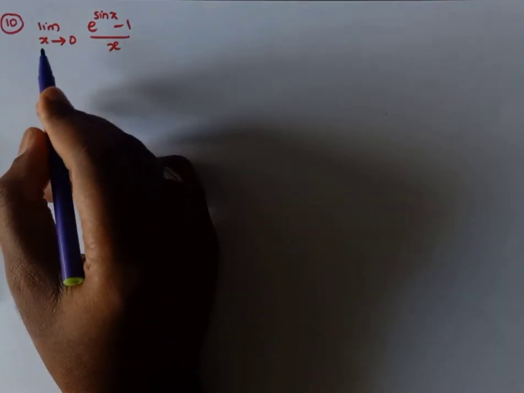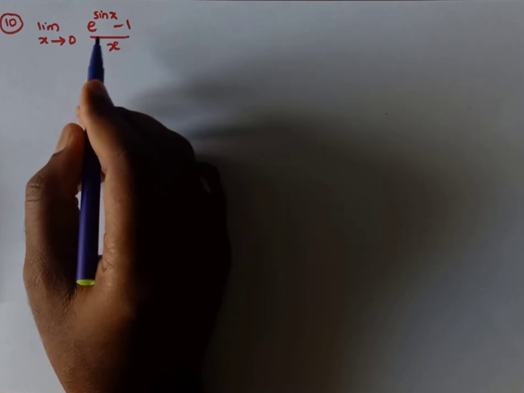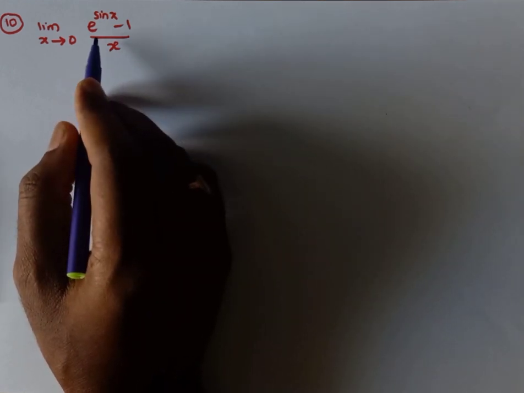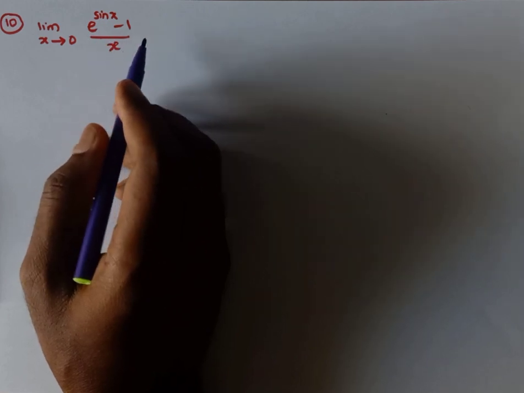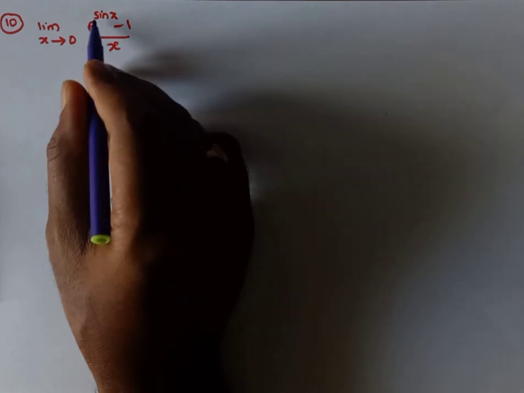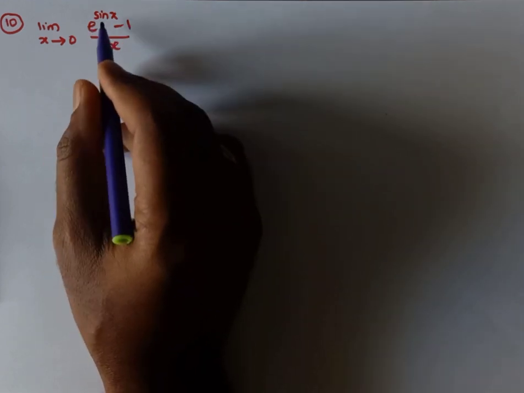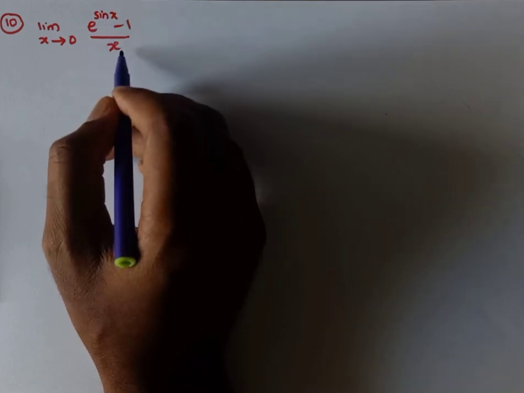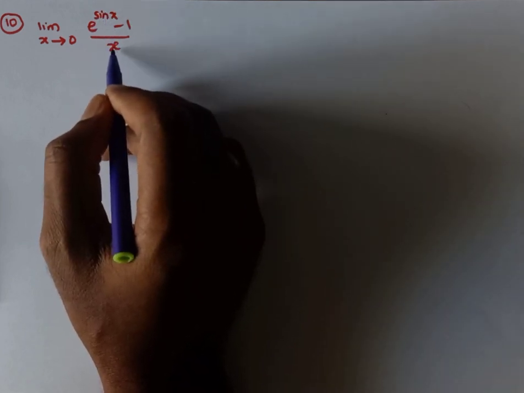Now the 10th one: limit x tends to 0, (e to the power of sin x minus 1) by x. Directly you cannot write the answer for this as 1. If it is (e power sin x minus 1) by sin x, the limit is 1, or (e power x minus 1) by x is also 1. But these two are different. It is a trigonometric ratio and an algebraic function, so you need to convert this into sin x. We cannot express this x as sin x directly.